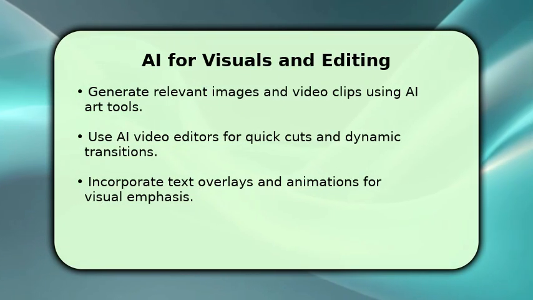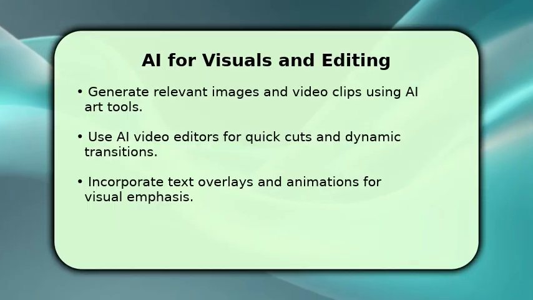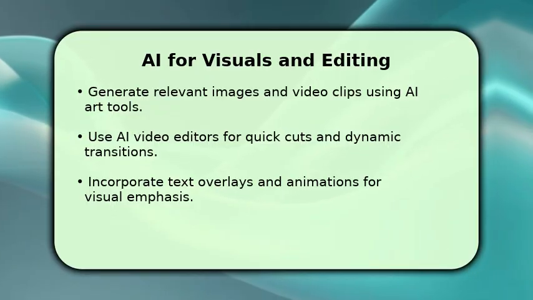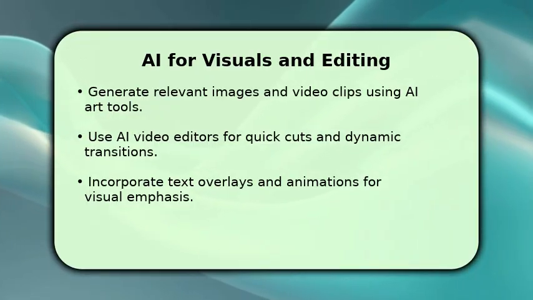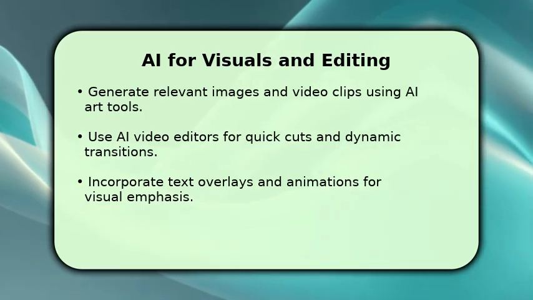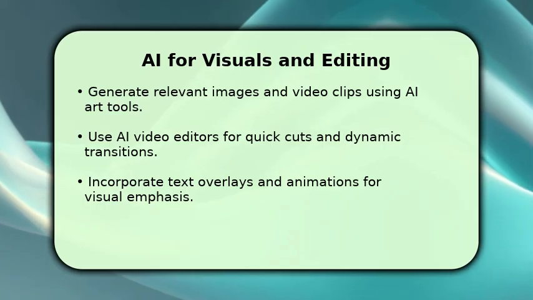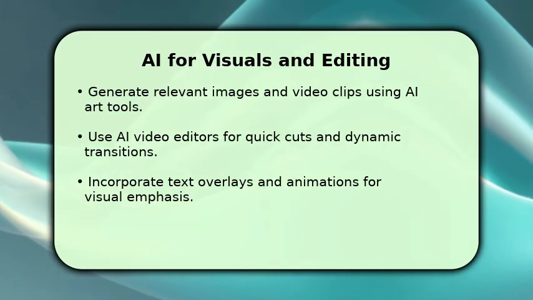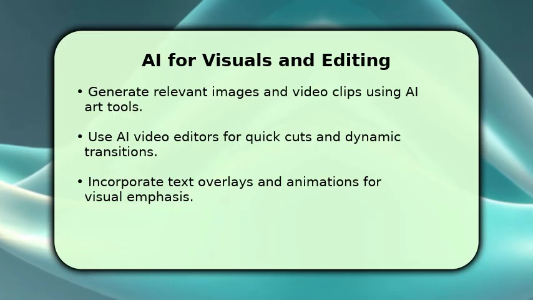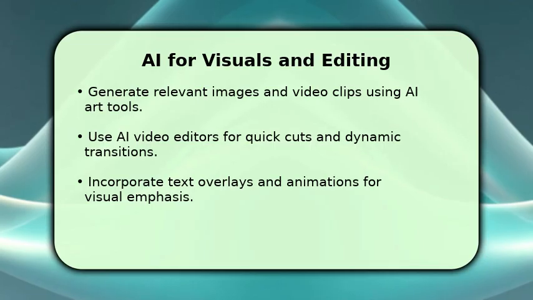Visuals are crucial for keeping viewers engaged. AI art generators can create unique images and short video clips that perfectly complement your script's rapid-fire facts. Integrate these visuals seamlessly using AI-powered video editing software, which can automate quick cuts and dynamic transitions. Don't forget to add text overlays and simple animations to highlight key information, ensuring your video maintains that signature Zack D Films visual appeal and fast pace.